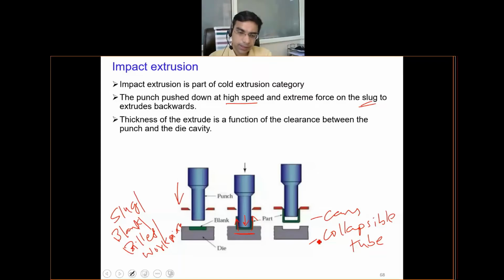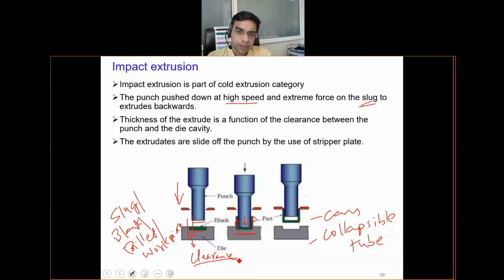And thickness in this case is a function of the clearance. Clearance is the gap between the width of the slug and the width of the die. So this gap is known as the clearance. Clearance will decide the final thickness of the product. Once the process is complete, the stripper plate, which is an arrangement provided to remove the extruded product, is used.